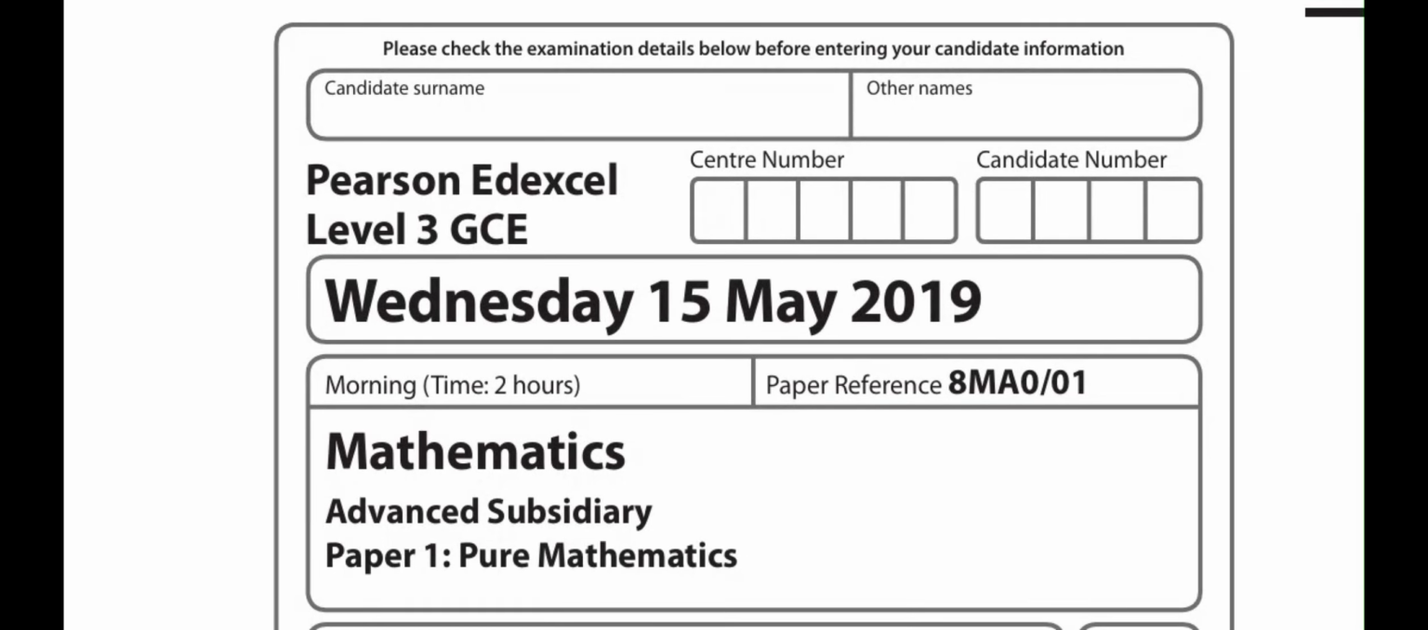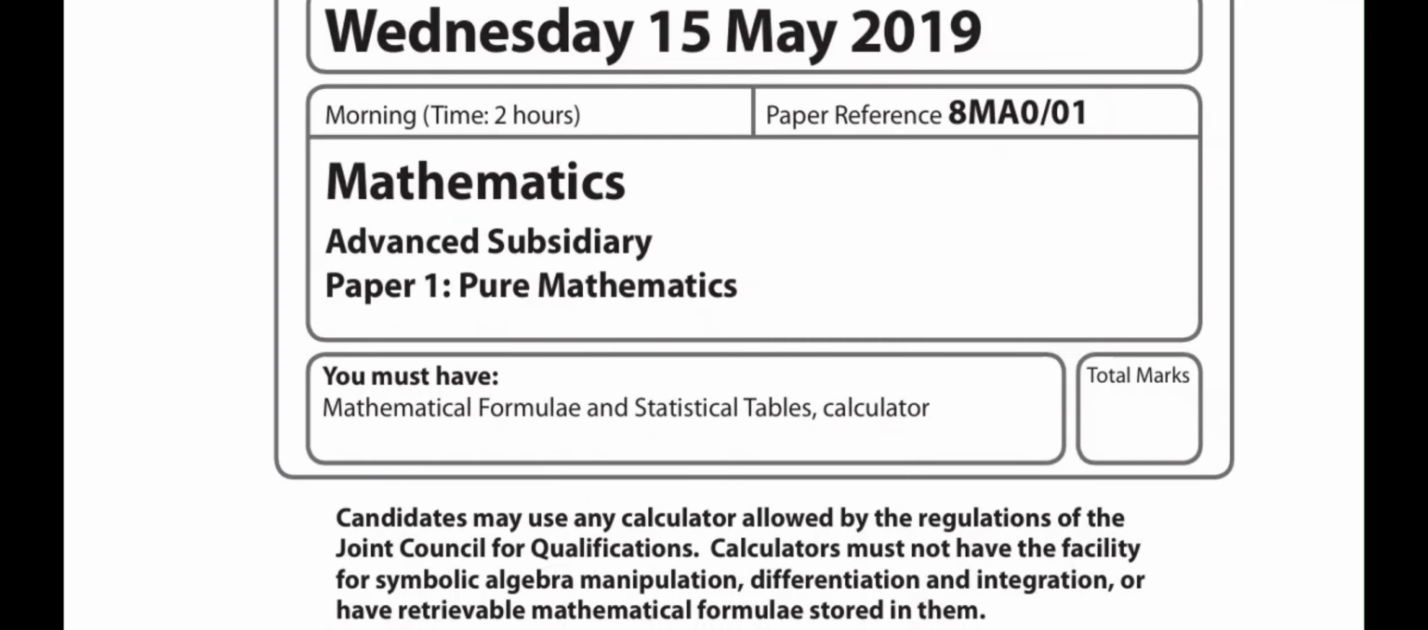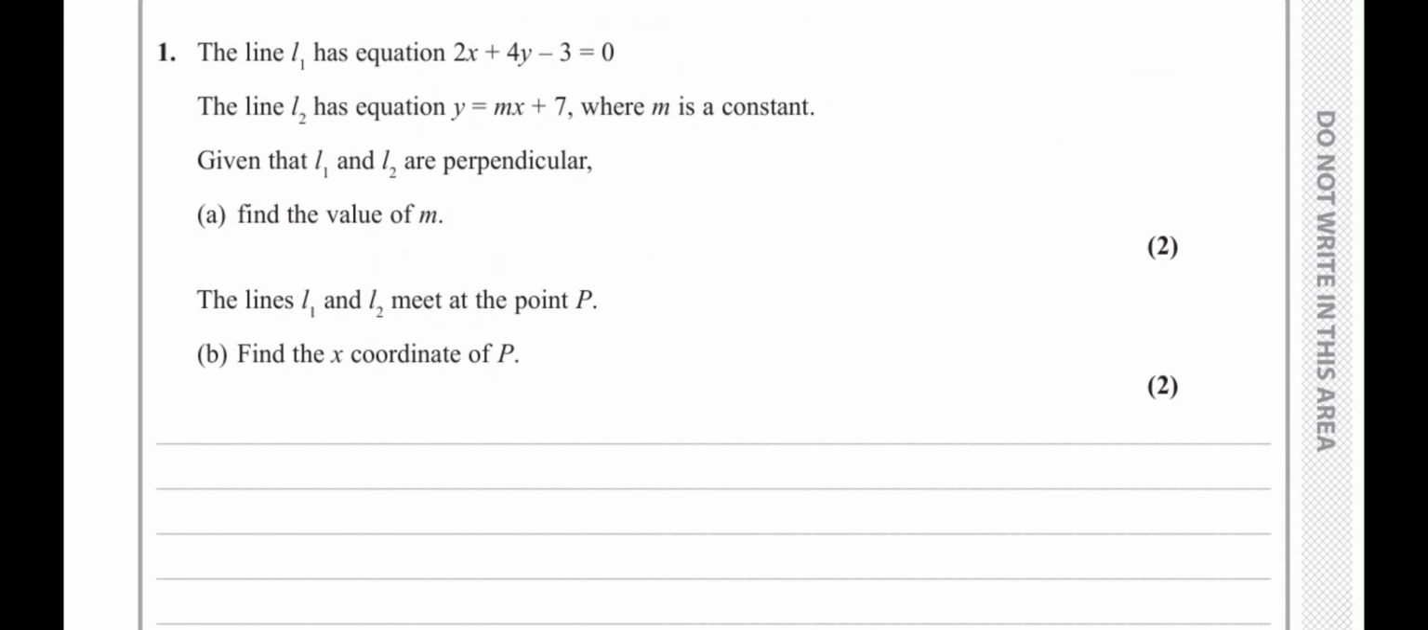Hi, welcome to this walkthrough of Edexcel AS Pure Mathematics, that is paper 1 of May 2019. This paper is for a total of 100 marks and the time allotted is 2 hours. So let's get on with the questions.